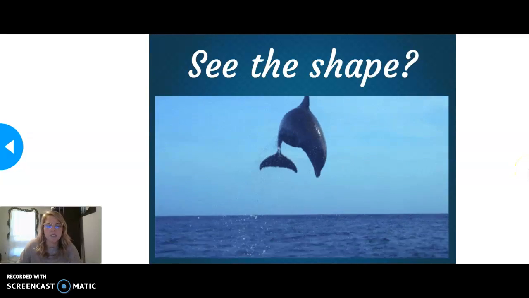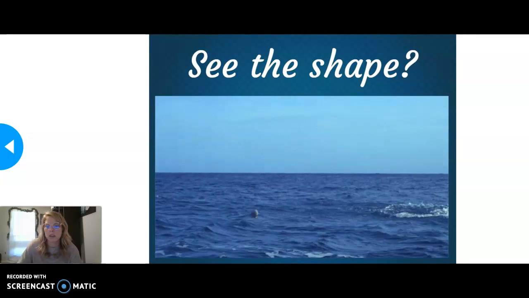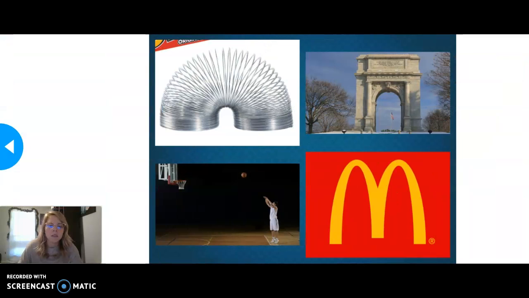Here's a first example. Think about this dolphin jumping in the air, or a slinky shape, or any kind of building, a bridge, lots of architecture. Trajectory of gravity. So as you throw a ball, notice the shape it would make. And one of my favorites, let's look at McDonald's. Notice that if we did half of this M right here, the shape it makes.